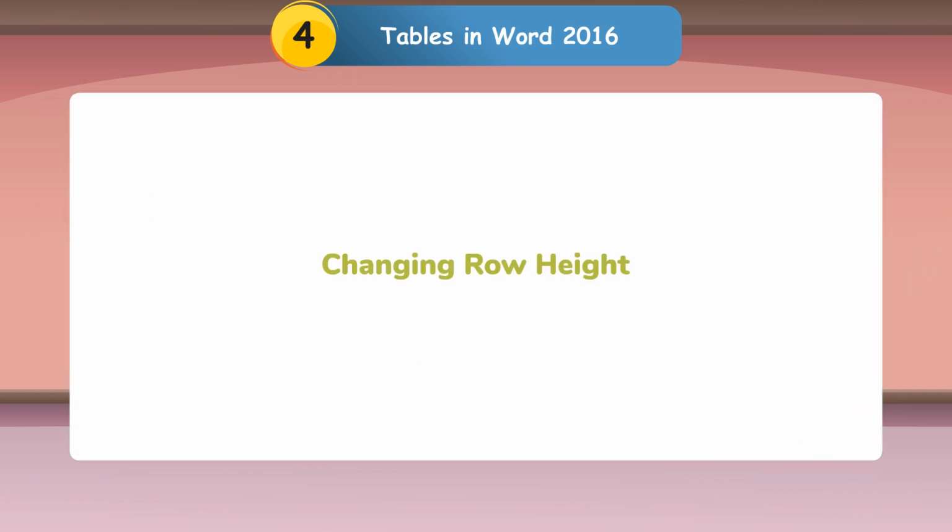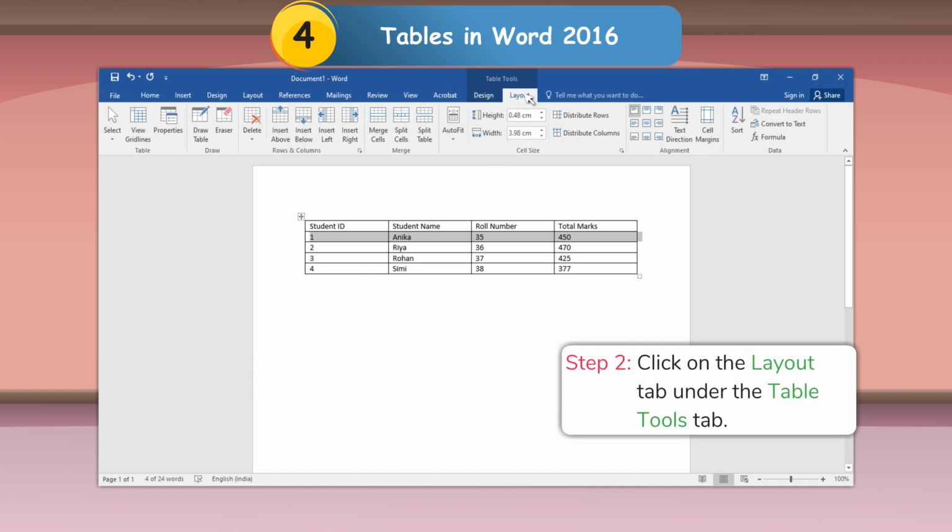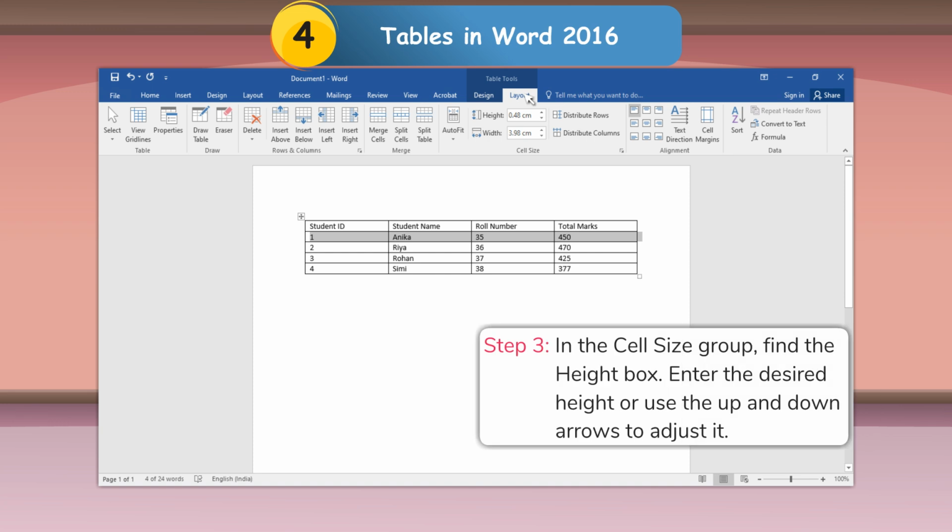Changing row height. Step 1. Click and drag to select the row or rows you want to adjust. Step 2. Click on the Layout tab under the Table Tools tab. Step 3. In the Cell Size group, find the Height box. Enter the desired height or use the up and down arrows to adjust it.